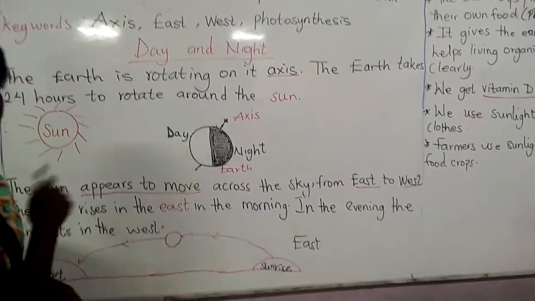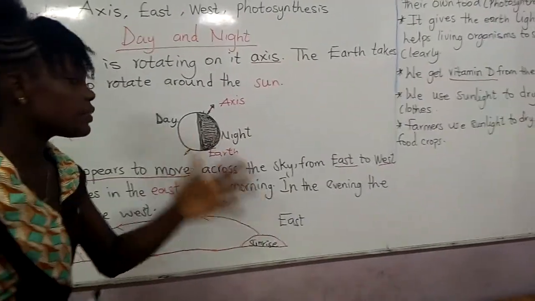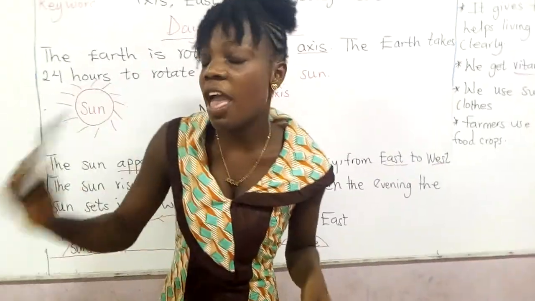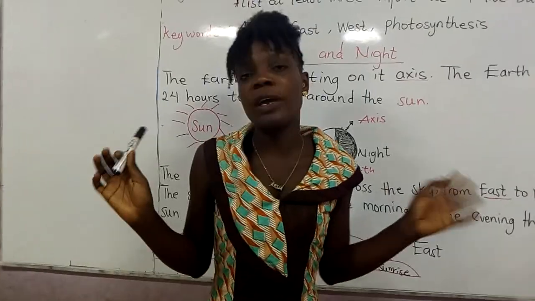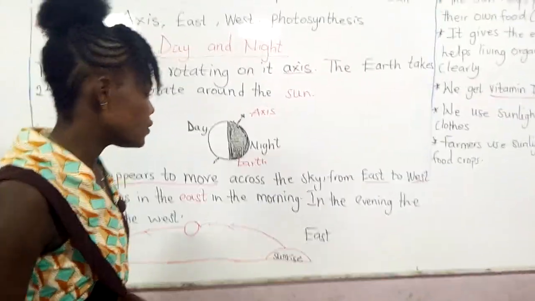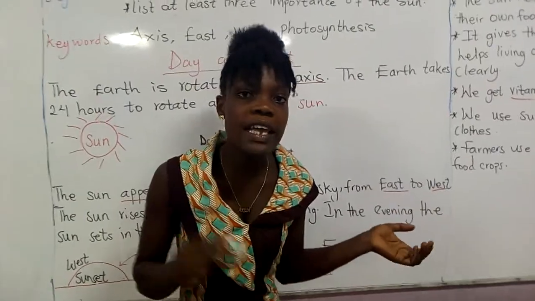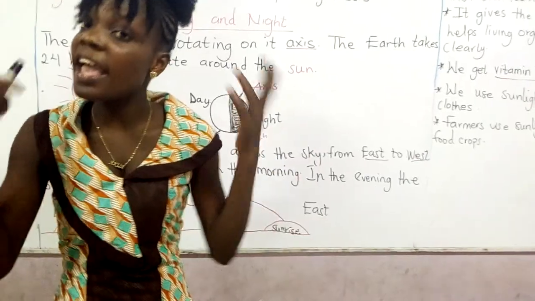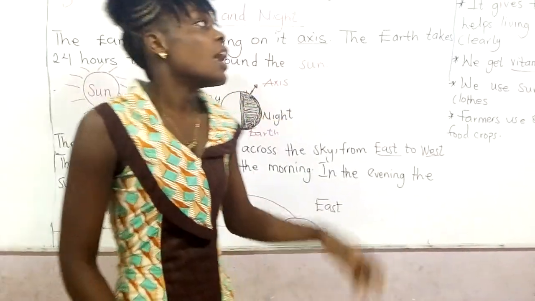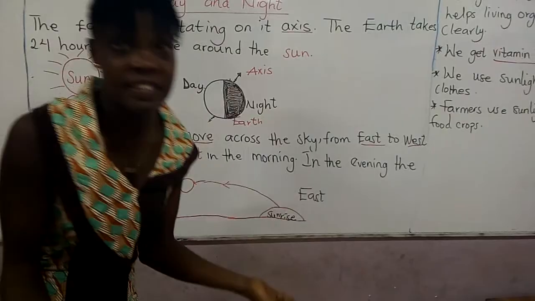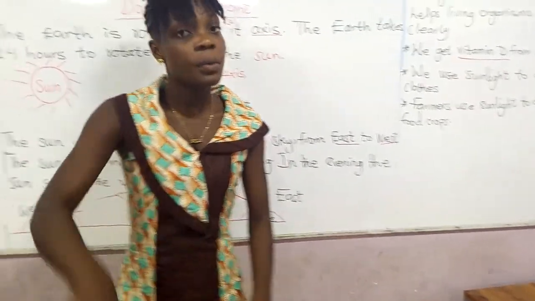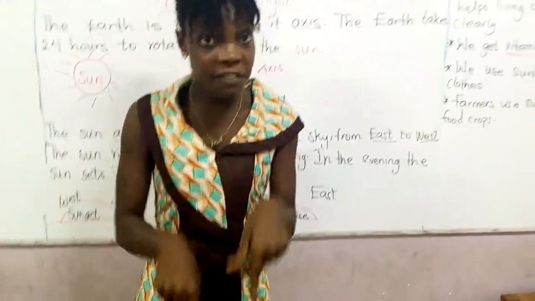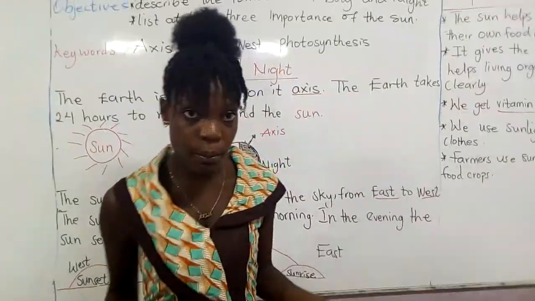And we say the sun appears to move across the sky. That is what we see. But the sun is a fixed object. It doesn't move. It is the earth that rather moves. And it rises in the morning in the east and sets in the west in the evening. If it's morning here in Accra, and we go to Singapore, in another country, it will be evening there. And when it is evening here, there it is morning.